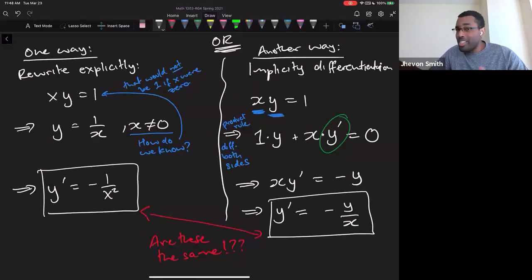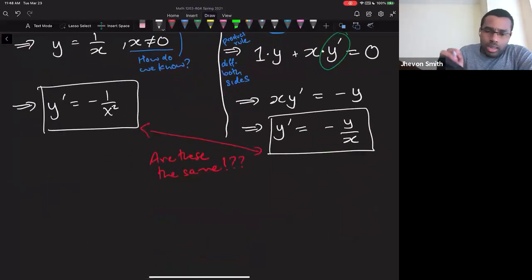Implicit differentiation is the new kid on the block. How do I know I can trust this kid, right? I don't know him. It's the first time I met this guy. Come on, he tells me the answer is minus y over x. Why would I believe him? The answer is, of course, yes, that they are the same.